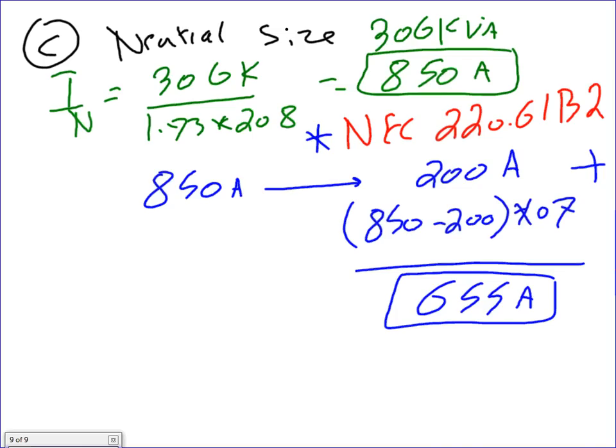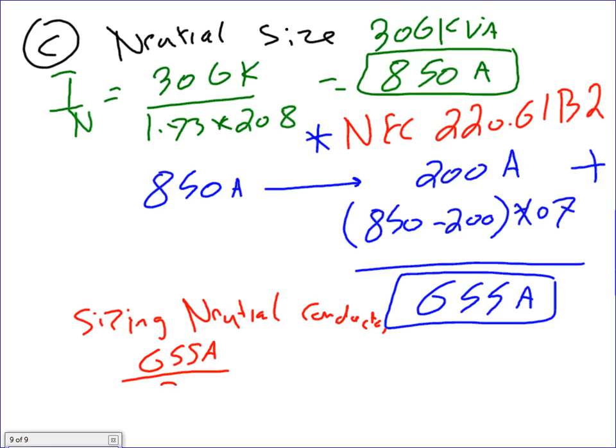I'm going to parallel 3. Now remember, I already paralleled 3 for the phases, so I have to parallel 3 for the neutral too. So I'm going to take my sizing for the neutral conductor. I have my 655 amp divided by 3. Why do I have to divide by 3? Because I sized the phases for 3. That will give me 218 amp.